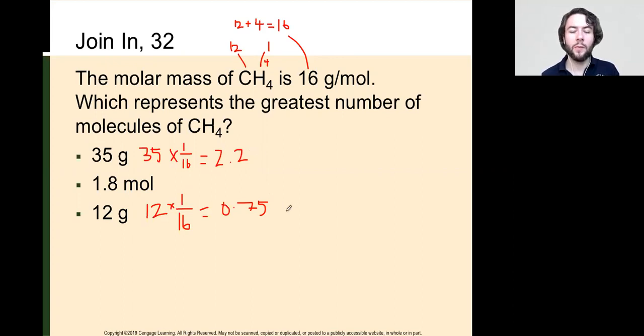But hopefully you get the idea that the question is asking for the greatest number of molecules, but really it's just asking you which one is the greatest number of moles. So if you got 35, that's great. If not, hopefully you see it now. If you don't, let me know.